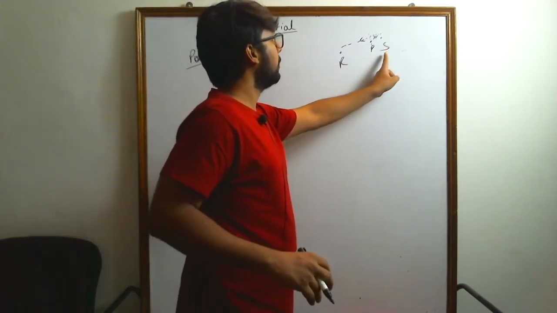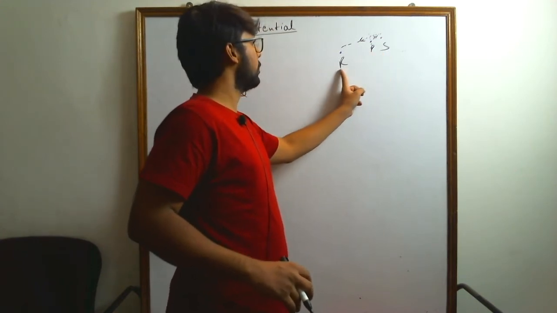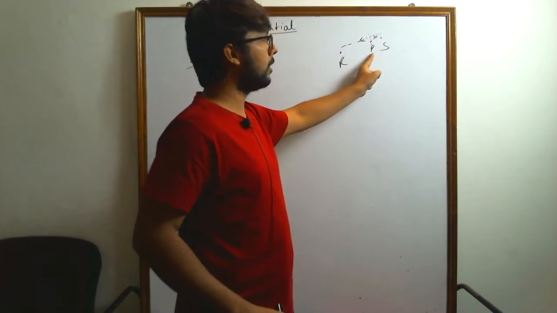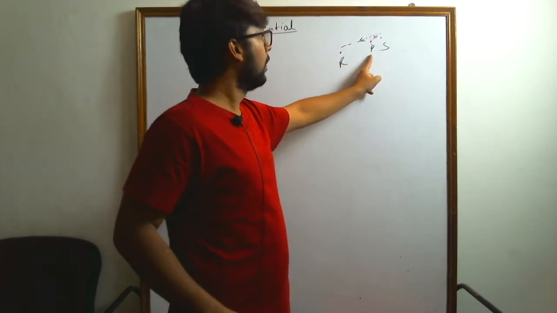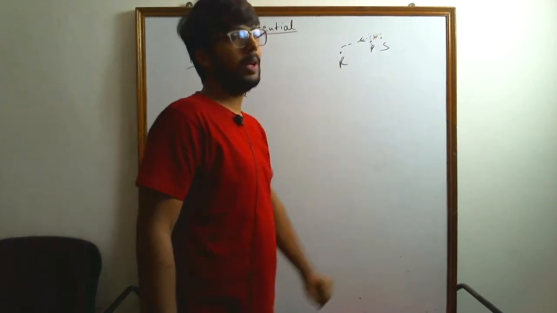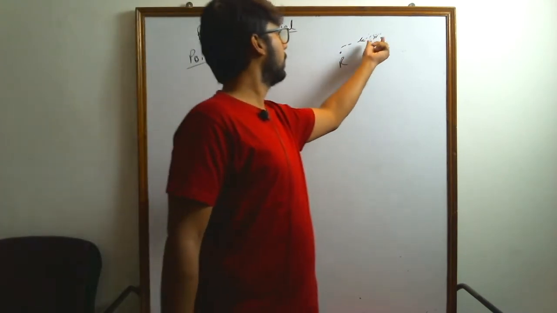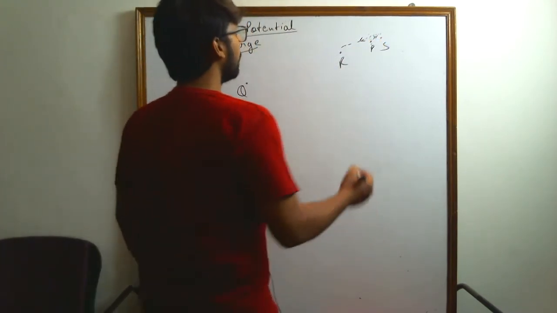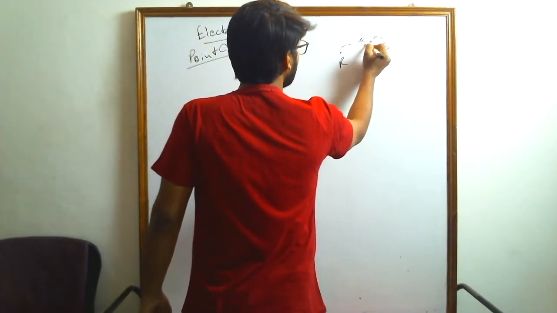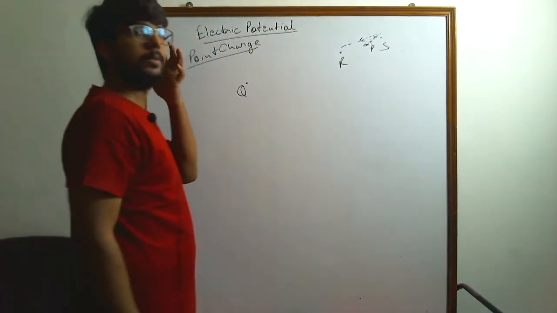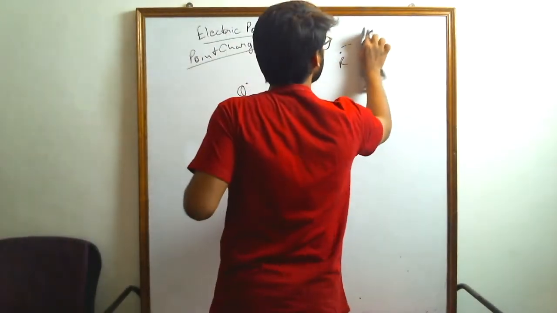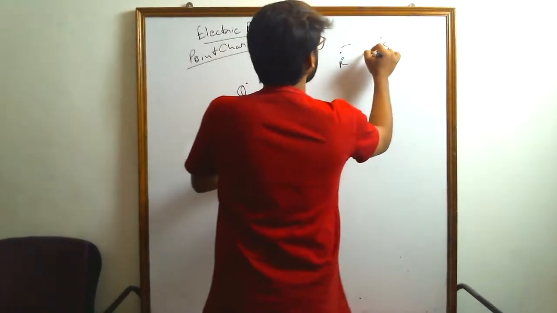Now this test charge of mine wants to go from S to R, and it has already reached an arbitrary point in the middle, P, which is at an R dash distance from S, because this is what it has moved till now. Now from R dash it moves further, say it moves a delta R dash further. I believe it's difficult to see, so I'll just make it again.